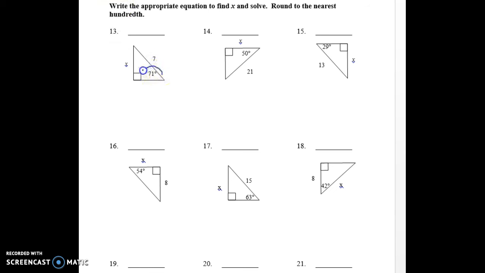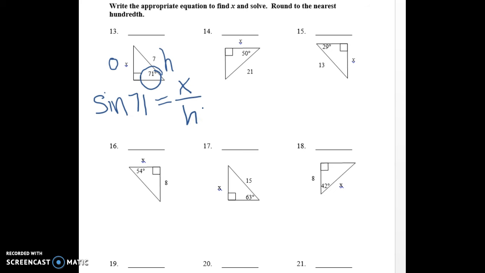is, from your angle, identify the relationships of the other sides. So the x is opposite of the angle, and the 7 is the hypotenuse. Remember, the hypotenuse is always across from the right angle. Then after you've identified what they are, you decide which of my trigonometry functions uses an O and an H, and that would be the sine. So we have sine 71 equals opposite over hypotenuse.